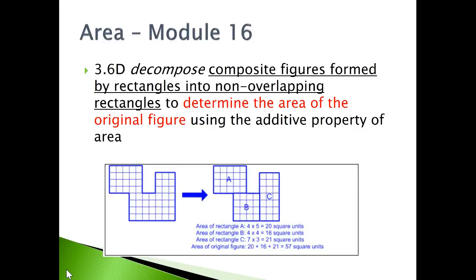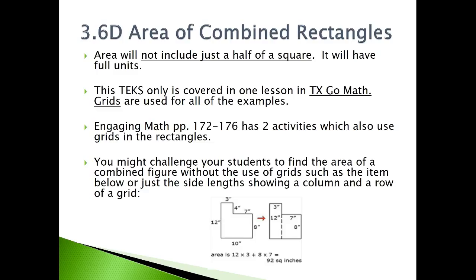For example, with this particular shape, the example shows that it was broken or decomposed in this way. However, you could have also decomposed it by having a line going across here to where you have 3 rectangles that are shaped a little differently, but still will have the same result of the area. Now on 3.6D, and anytime we do area with third grade, we would not have any half squares. It will be only complete squares.